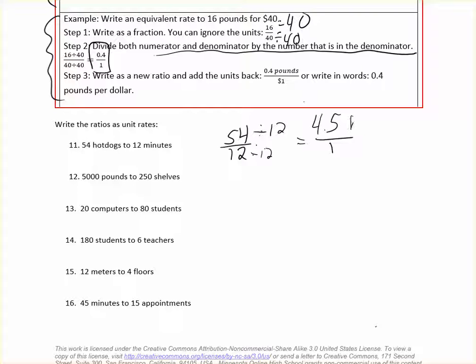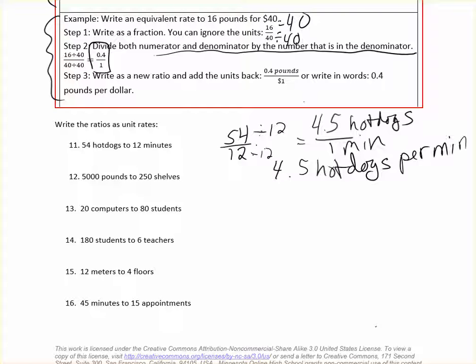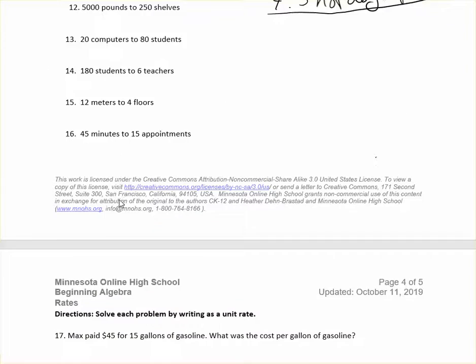We are talking about 4.5 hot dogs per minute, per 1 minute. And you can write this like a fraction, but you need to label it. Or you can write 4.5 hot dogs in words, like in a sentence, per minute. You don't have to say per 1 minute, you can just say per minute. So I'm guessing that this was like a hot dog eating contest, and this person could eat 4.5 hot dogs per minute, which is more than I could do. And you'll do the same thing for each of these other problems.